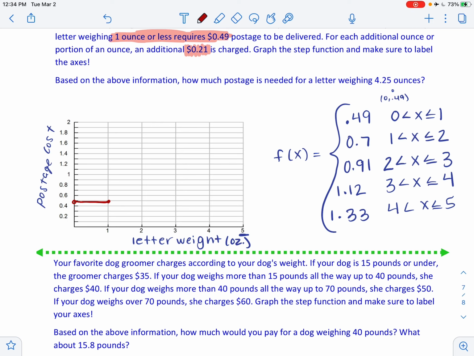The second one is y equals 0.70 from 1 to 2. And again, 1 is open, 2 is closed. So x is 1, y is 0.70, open circle, and x is 2, y is 0.70 is closed. And draw my second step. The next one, again, 2 is going to be open, 3 is going to be closed. So we're starting at x is 2, y is 0.91 with an open circle.